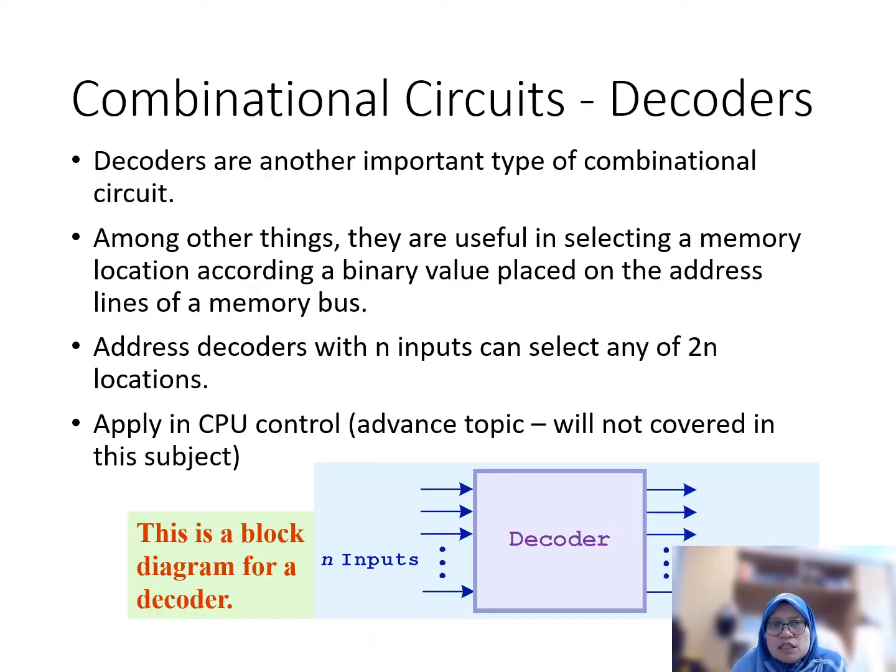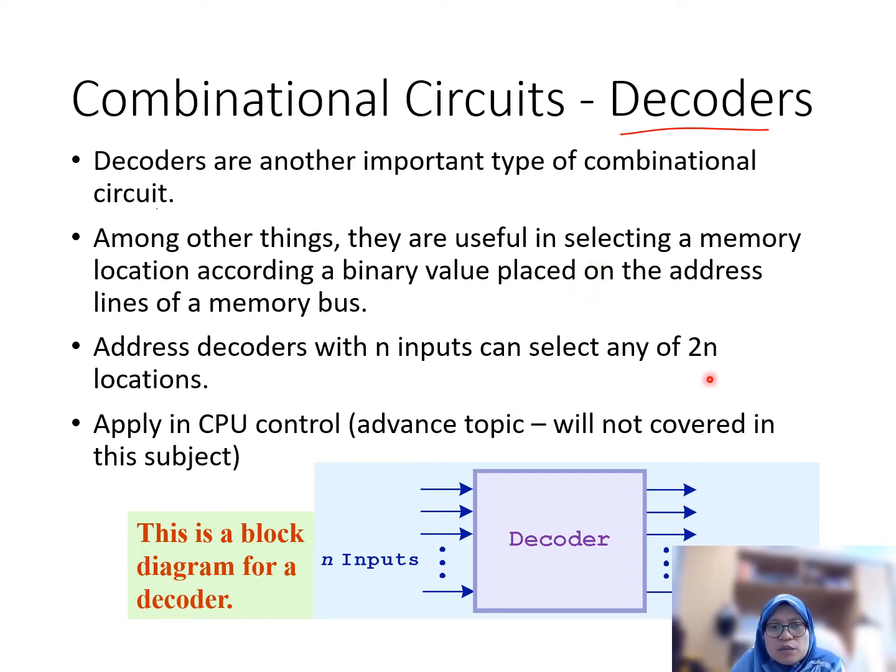Another combinational circuit is the decoder. Decoders are another important type of combinational circuit. Among other things, they are useful in selecting a memory location according to the binary value placed on the address lines of a memory bus. When they want to find a file, they need some address. This address must be decoded, so they use decoders to decode the input of that address.